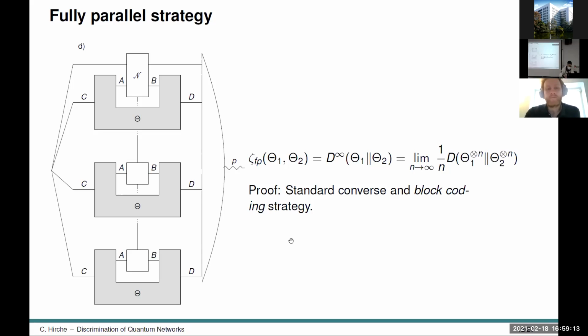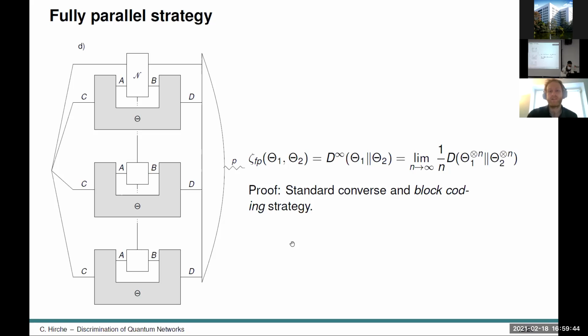And so far, everything seems rather straightforward. Also, the proof for this one is still standard, or uses standard techniques. But now you have seen on the last slide that this specific type of parallel strategies was already equally powerful to some adaptive strategies that used to be the most powerful ones in the channel case.